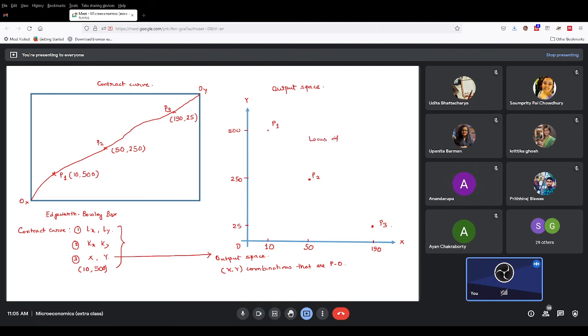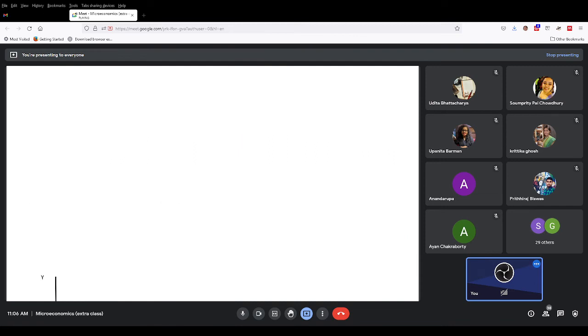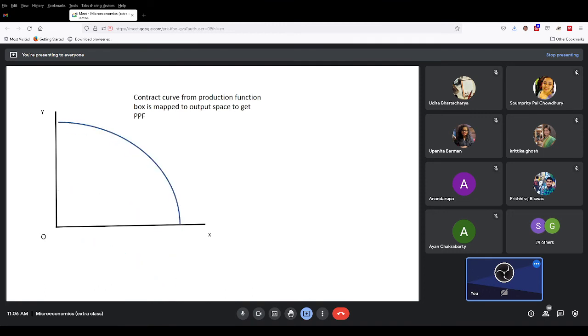Now the locus of all these points, these output combinations, is my production possibility frontier. Unlike the contract curve, which is irregular in shape, the PPF is a concave curve. So the contract curve from the Edgeworth-Bowley production box can be mapped to output space to get the PPF. If we take any point on the PPF, what do we get? We get an output combination, a certain amount of X, a certain amount of Y.